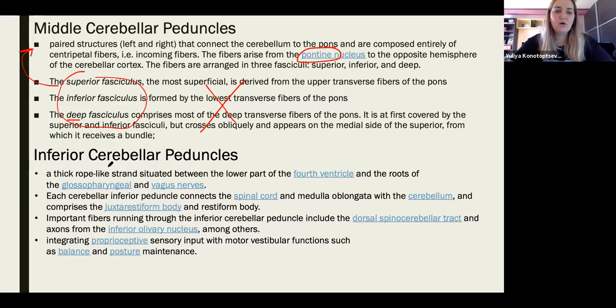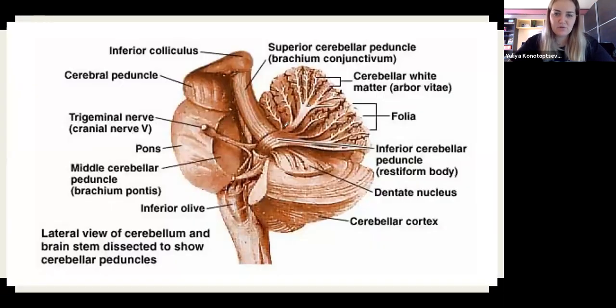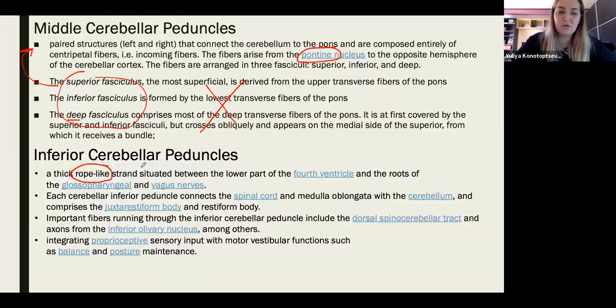Inferior cerebellar peduncle has a very interesting appearance because it is rope-like. Okay, if I go to the next picture, here you go. Do you see it's like a rope that is crossing on the other side. Would you be able to see this in the anatomy? No. Would you be able to see this in histo? No. This is a theoretical question, that it is a rope-like structure.